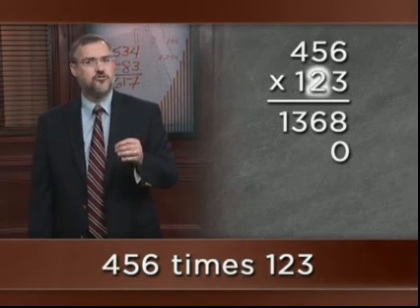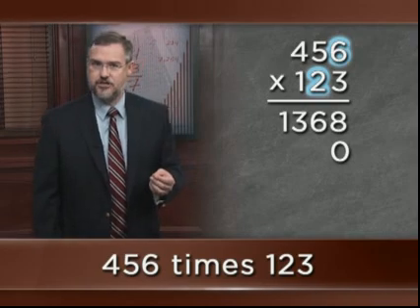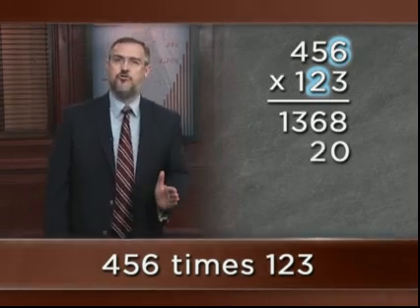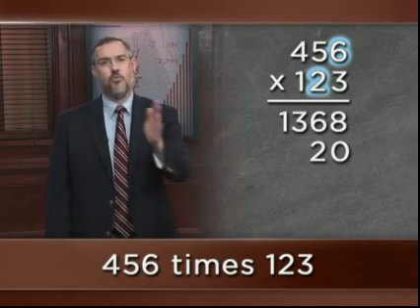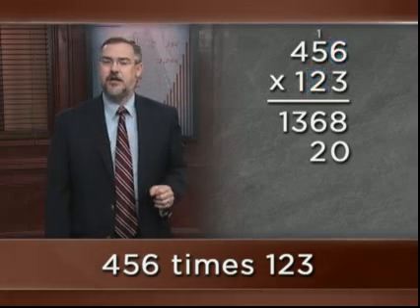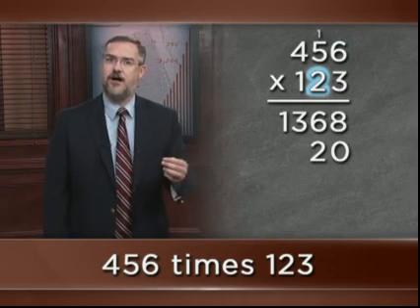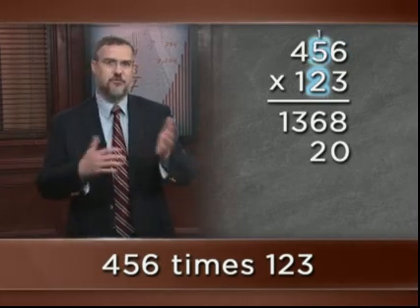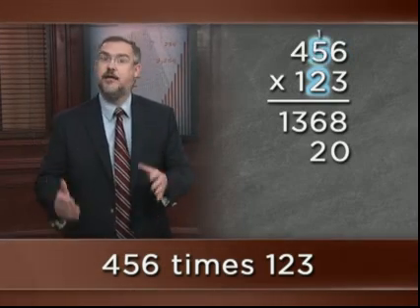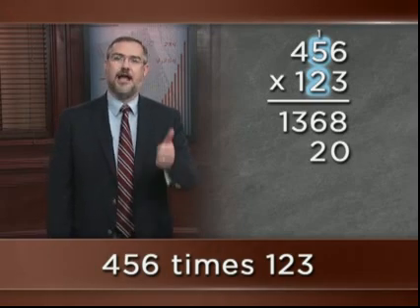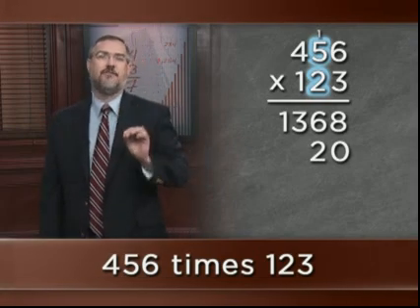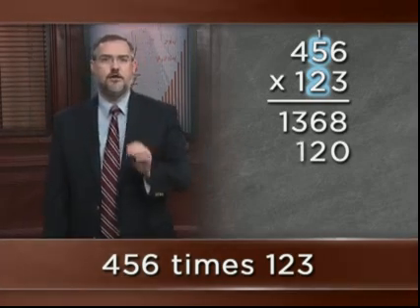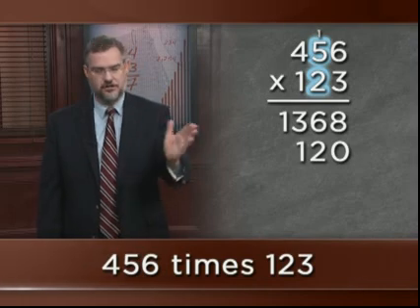So I take the 2 times the 6, that gives me 12. I write the 2 out of that 12 in the answer section, and I carry the 1 over. Next, I'm going to take the 2 times the 5. 5 times 2, which is the same as 2 times 5, it can be written either way, is equal to 10. I'm going to add in the 1 that got carried over. 10 plus 1 is 11. So I write in the 1 from the 11 in the answer section, carry the 1.